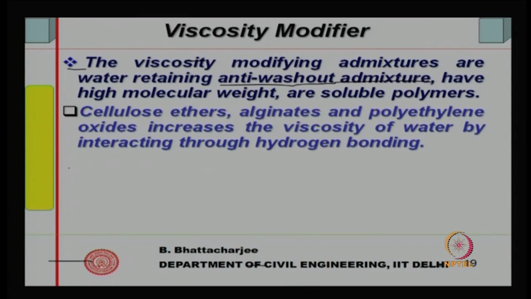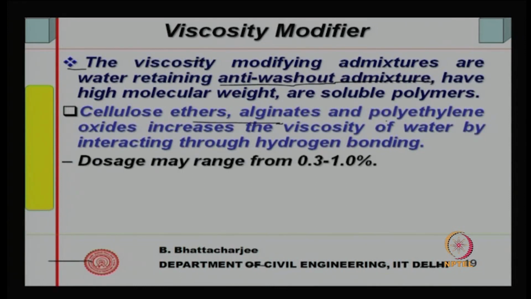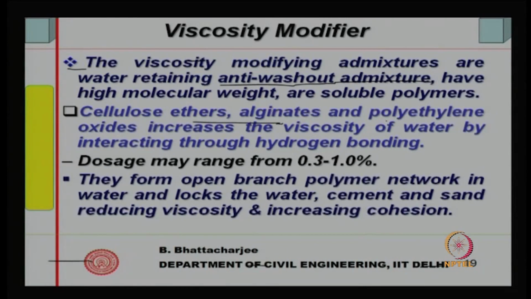Cellulose ethers, crudely we can understand them as something like gum. A gum you put in water will increase viscosity. So, some of those materials increase the viscosity of water, and therefore it can hold the water and the cementitious material together more easily. They form an open branched polymer network in water and essentially lock the water, the cement and sand particles, increasing the cohesion. So, that is the idea, they lock the water, cement and sand, increasing cohesion.